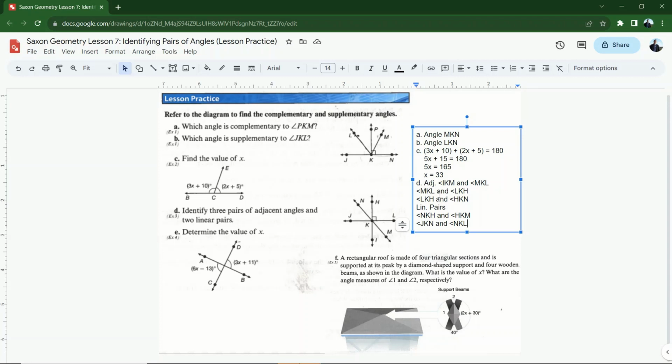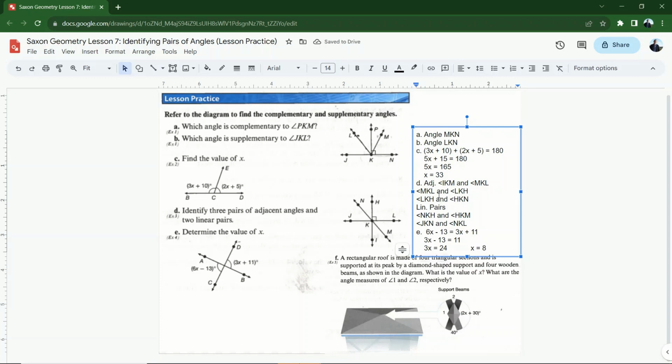Letter E, determine the value of x. Here we have vertical angles, and we know that vertical angles are congruent. So 6x minus 13 equals 3x plus 11. I'm going to subtract 3x from both sides. That gives me 3x minus 13 equals 11. Add 13 to both sides. I get 3x equals 24, and that means that x equals 8 when I divide both sides by 3.